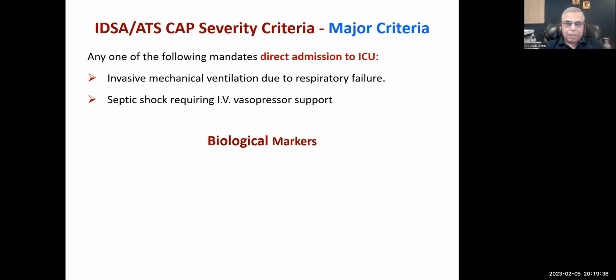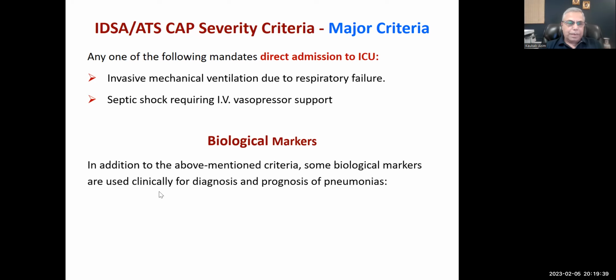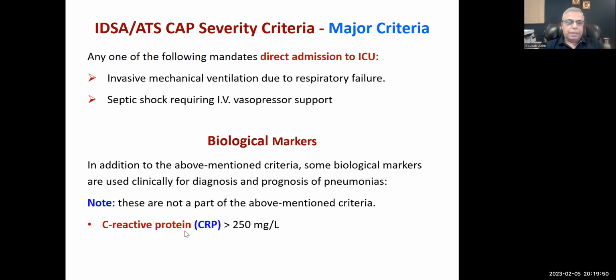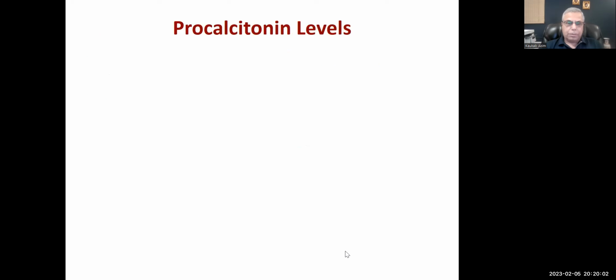Then we have got certain biological markers. In addition to the above mentioned criteria, some biological markers are there. Now, these biological markers are also important, and they're not a part of the above mentioned criteria, but they are used. It includes C-reactive protein, more than 250 milligram, and procalcitonin, especially promising as a prognosticator or prognostic factor, all right? So this is the last slide we'll do before the break, and then we'll take a 10 minutes break and come back, all right?